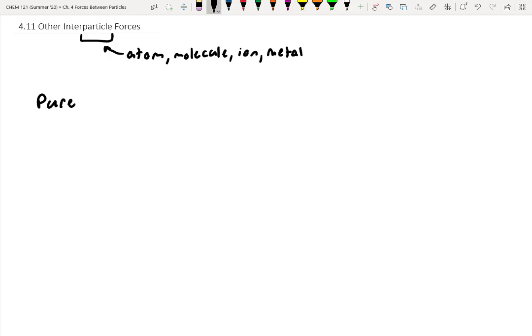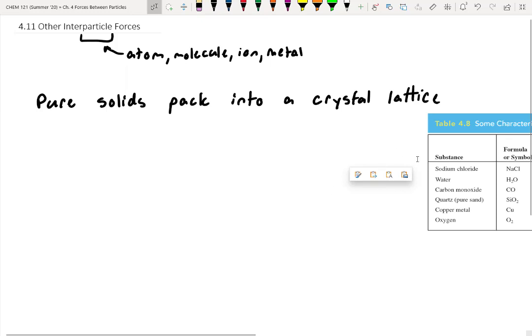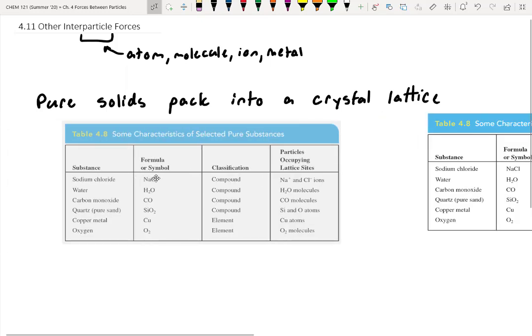So let's make a note that pure solids pack into a crystal lattice. A crystal lattice you can think of as almost like a three-dimensional brick wall, and each of the bricks is made up of one of the particles shown up above. So pure solids pack into a crystal lattice, specifically in the solid state. Let's take a look at some example situations of various solids. I'm just going to copy this from your book. It's one of the tables, and they did a good job of breaking these down.